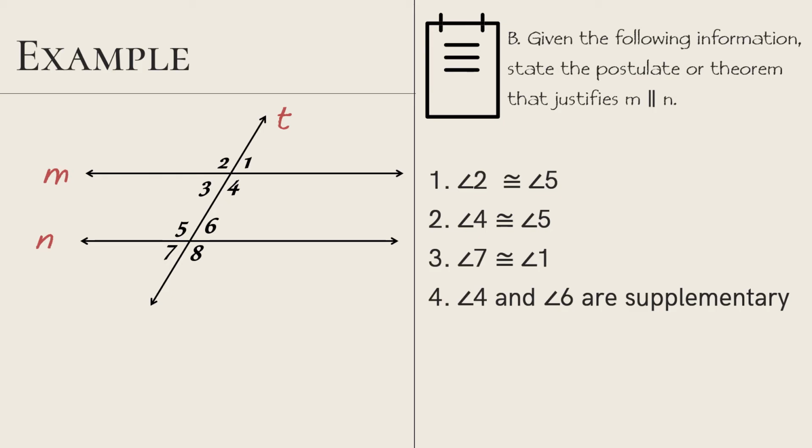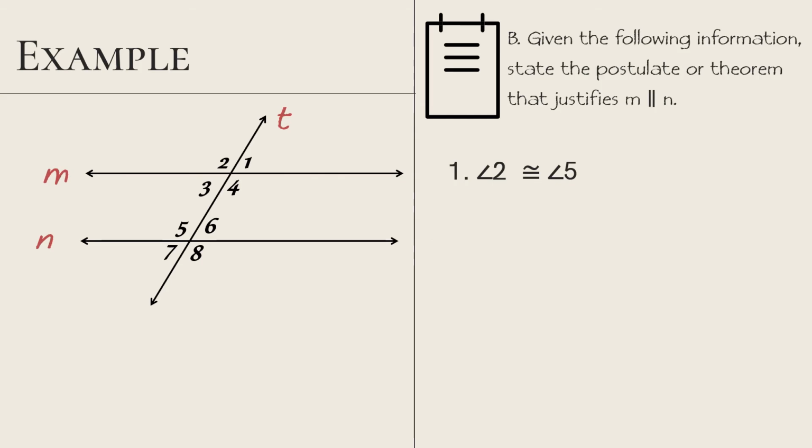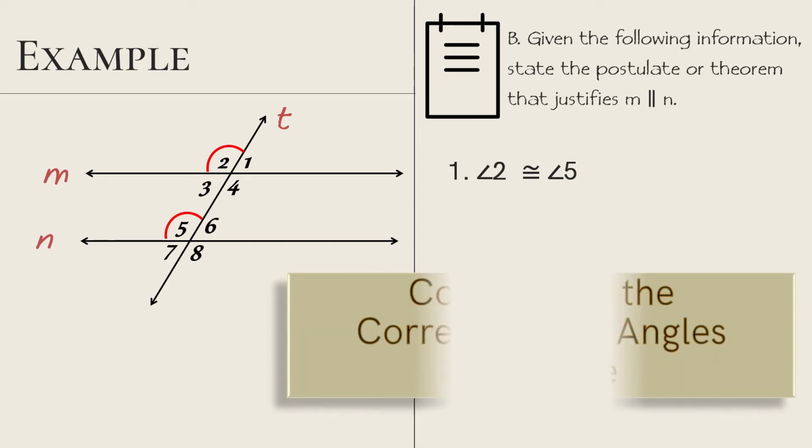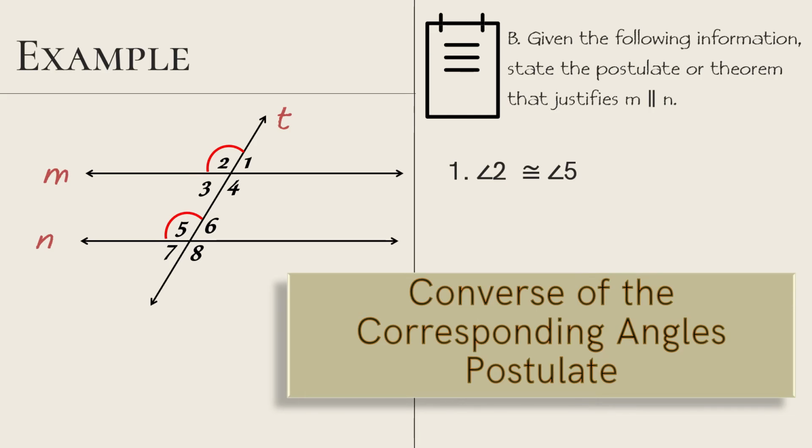For example number 1, given that angle 2 is congruent to angle 5. Take a look at angle 2 and angle 5. What postulate or theorem justifies angle 2 is congruent to angle 5? The postulate that justifies this is the converse of the corresponding angles postulate.